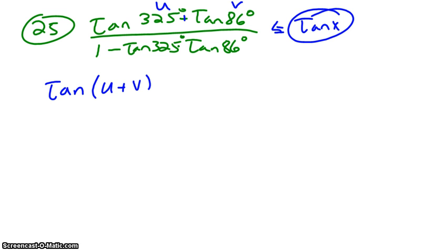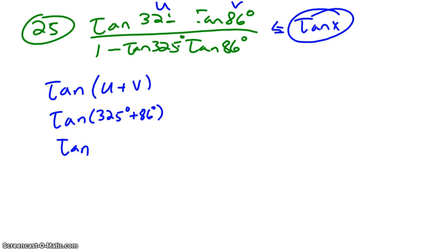I think that was supposed to be an addition. Therefore, I have my tangent of 325 degrees plus 86 degrees. And if I do a quick addition of that, whoa, this was a minus up here. And if that in fact is a subtraction, I'm going to have to see this as a subtraction here, which will give me tangent of 239 degrees.